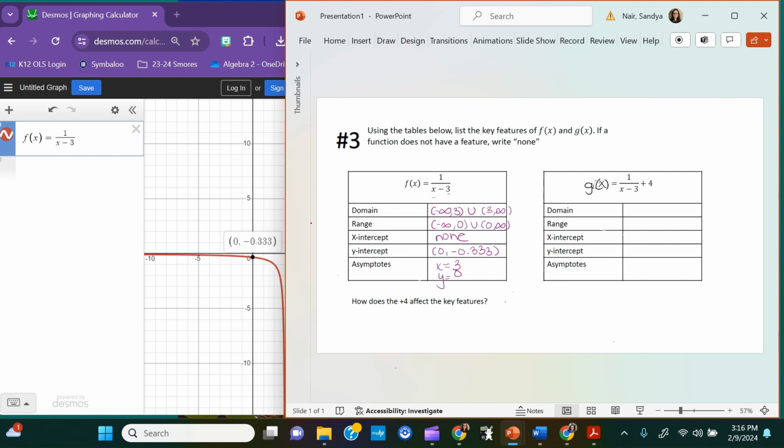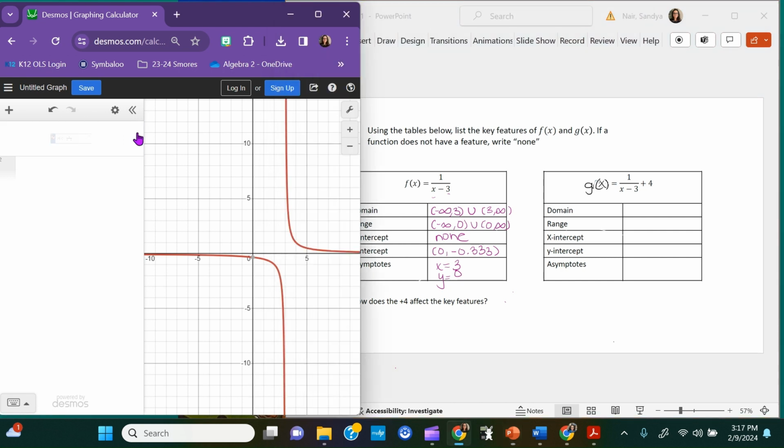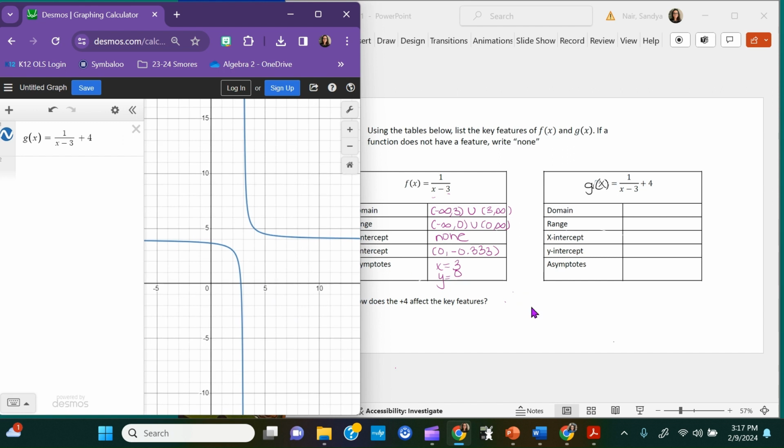Okay, so now let's go over to this function g of x. So g of x is a little bit different. It's going to be g of x equals 1 over x minus 3, and then we do plus 4, right? It has the plus 4 on the outside. So now here's our function. You can see it actually looks a little bit different than the previous one.